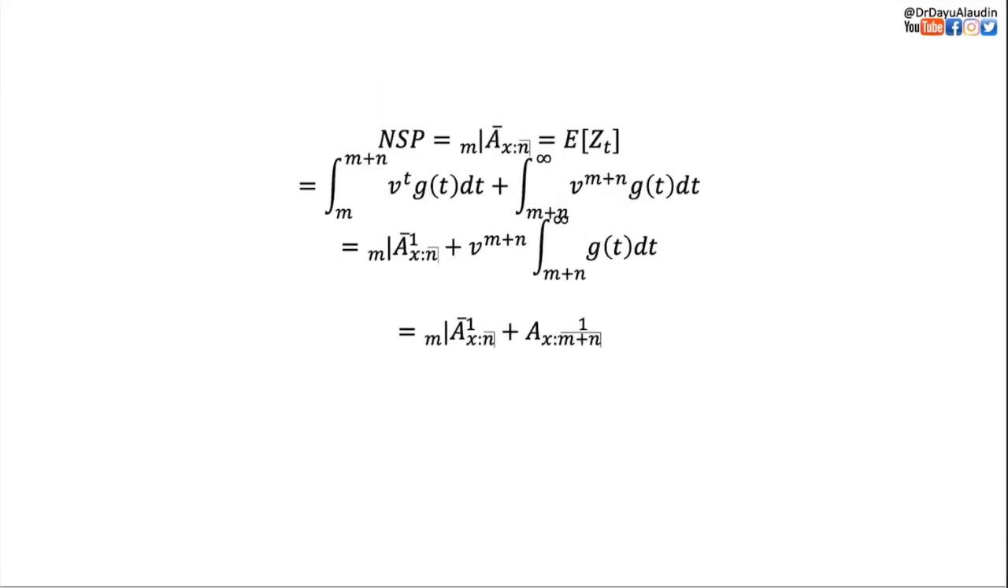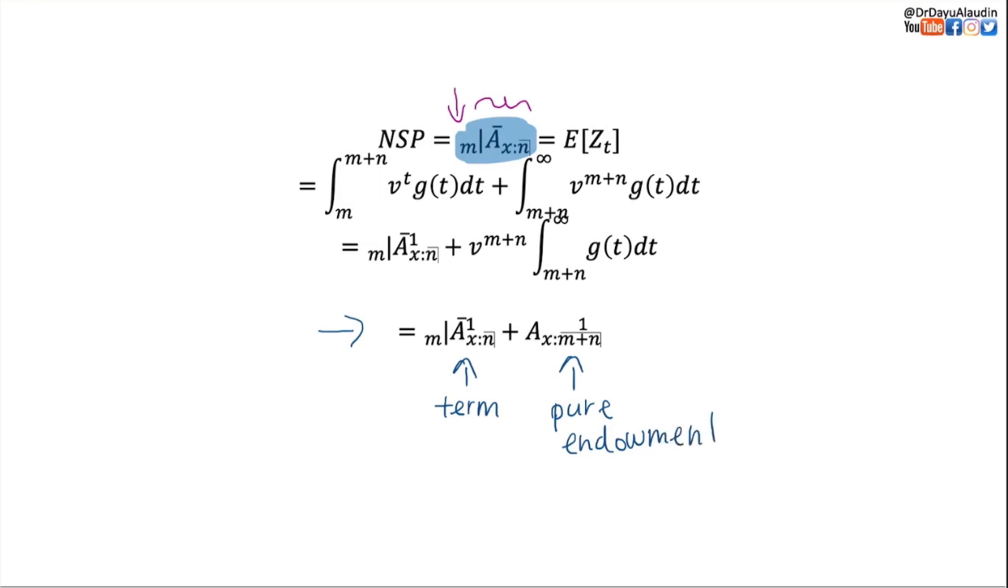So the NSP, we can write down like this. This is endowment notation, so we just add the deferment years. Actually, this is for term, and this is for pure endowment. So for the endowment case, it is the combination of term insurance and pure endowment.